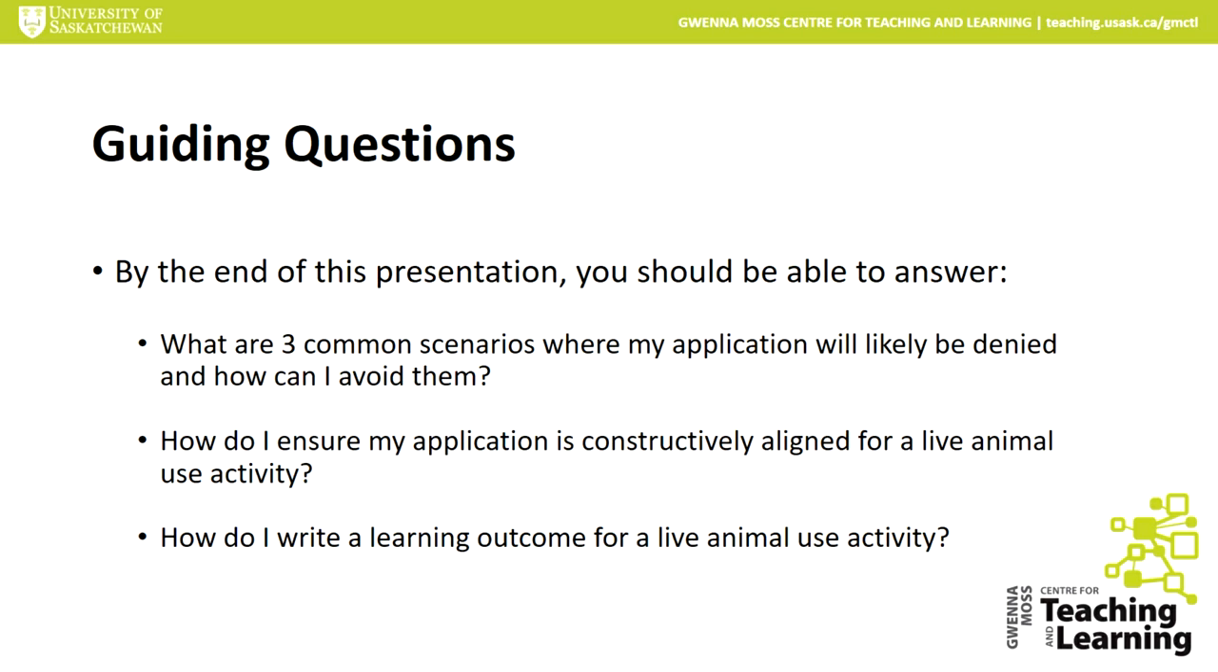By the end of this presentation, you should be able to answer these three guiding questions. First, what are three common scenarios where my application will likely be denied, and how can I avoid them? Second, how do I ensure my application is constructively aligned for a live animal use activity? And third, how do I write a learning outcome for a live animal use activity?